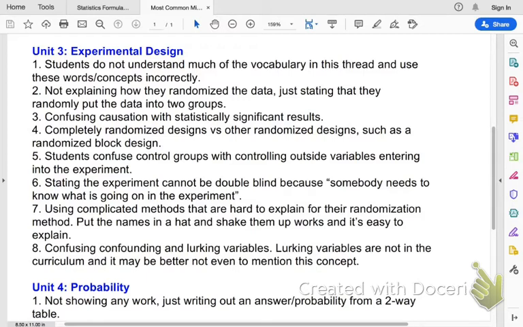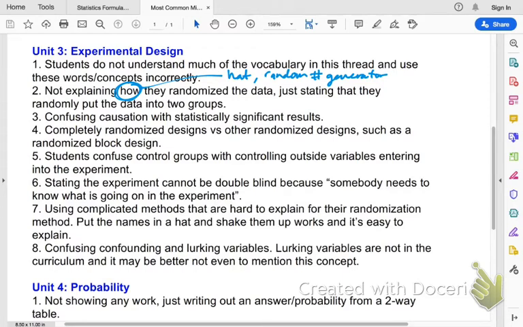The second thing is not explaining how they randomize the data, but just stating that they randomly put them in 2 groups. So you might need the hat method, random number generator. It's like you're giving a how-to persuasive essay and you need to explain how you're doing it. You can't just say that you randomly put them in groups.